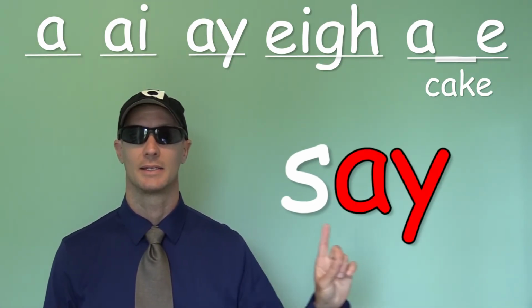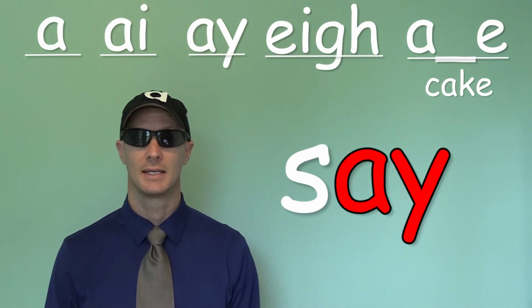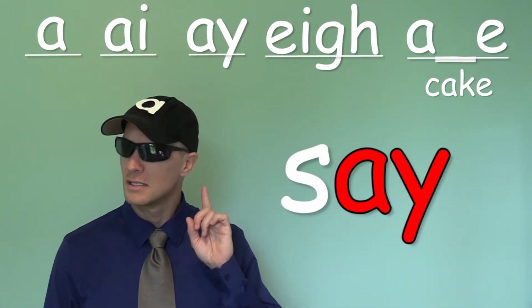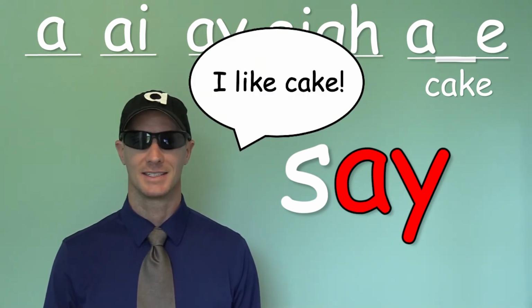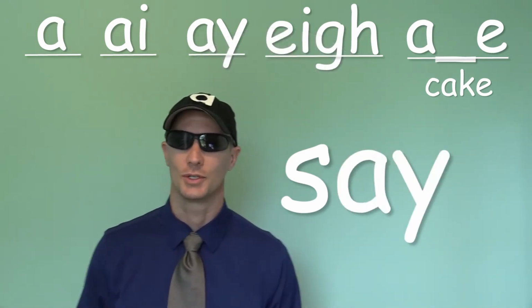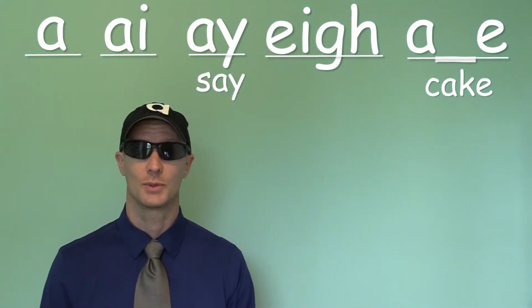Next word. S-A, say. What did you say? Say. I like cake. Say. Where does this word go? Perfect, A-Y.